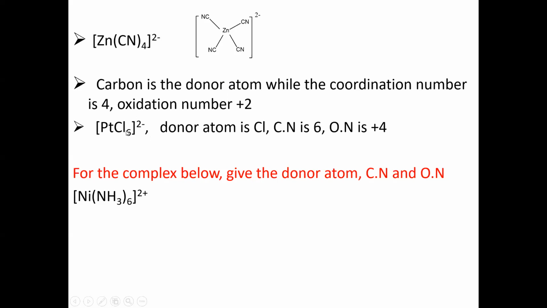Likewise, for your platinum, the donor atom is your Cl. Your Cl, that is chlorine, chloride ion. It's not C and it is not L. It is the Cl that is the donor atom. The coordination number is 6. That means Cl is bonded to your platinum and the oxidation state is 4. So it's going to be 6 minus 2, which will give us platinum 4.